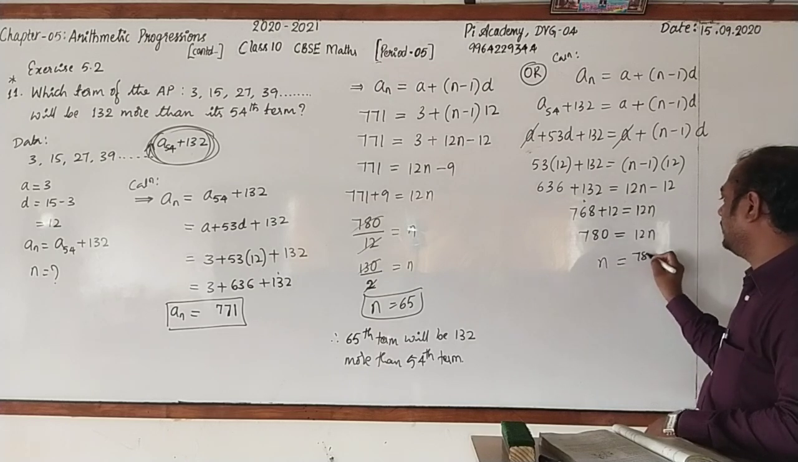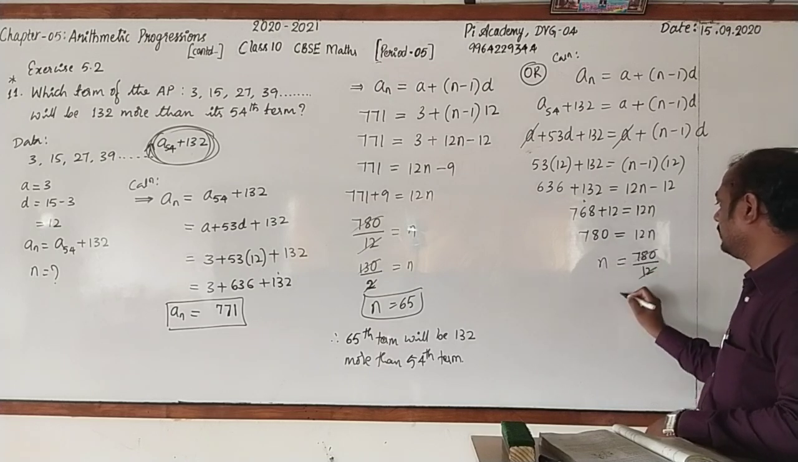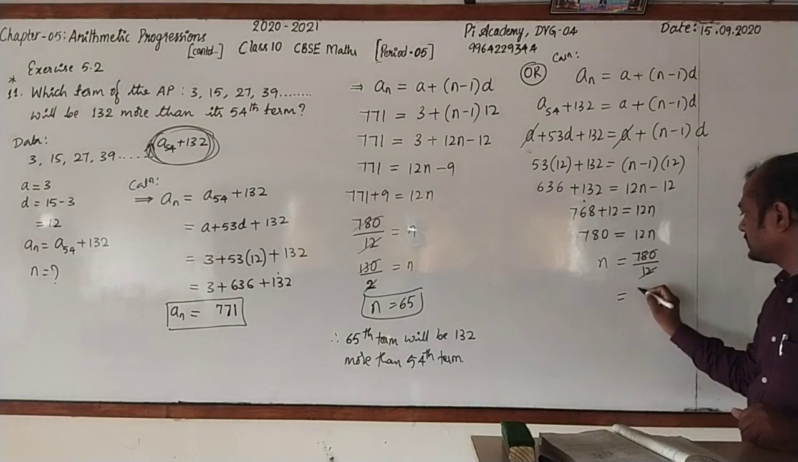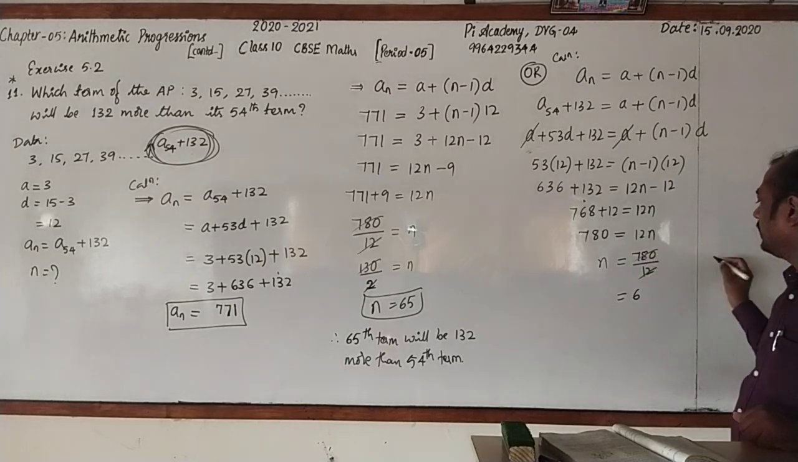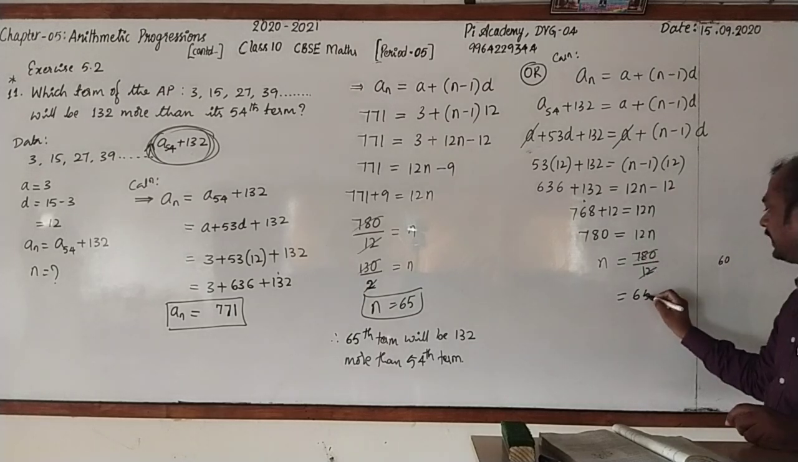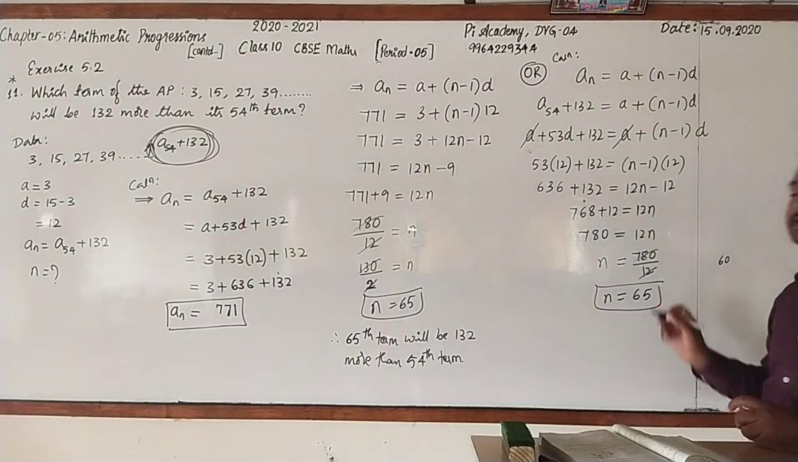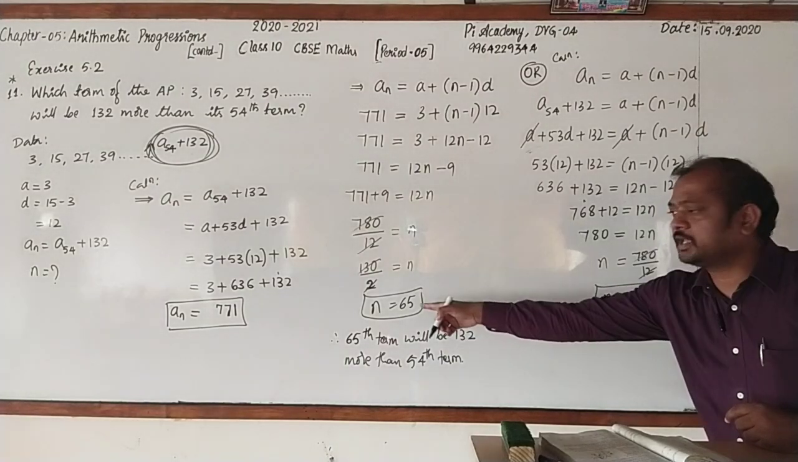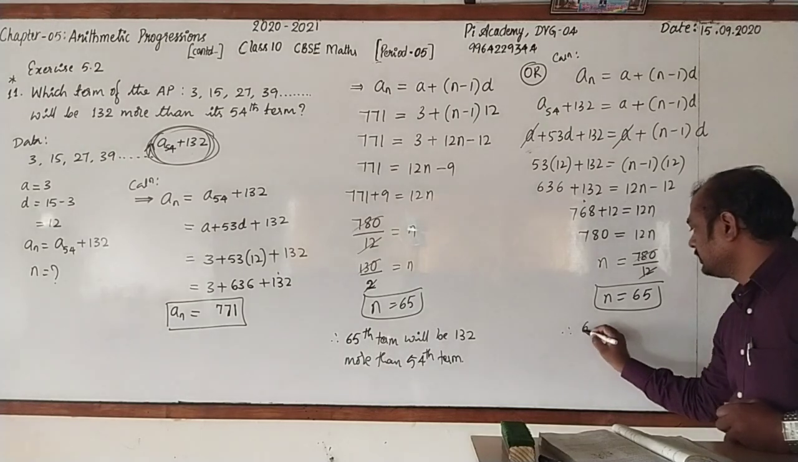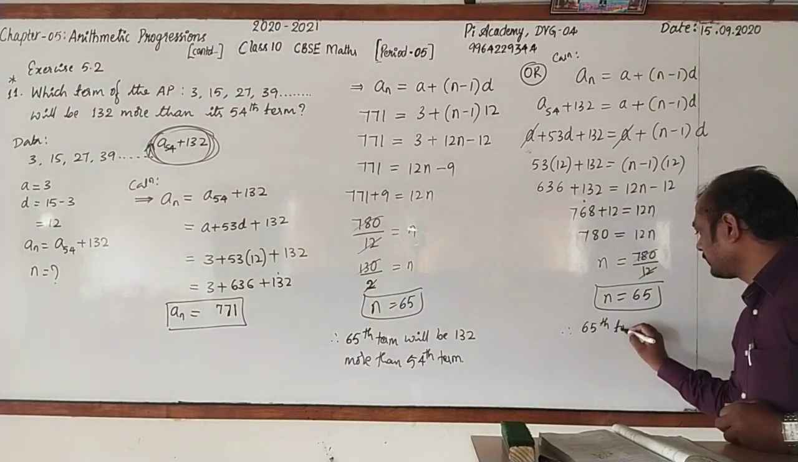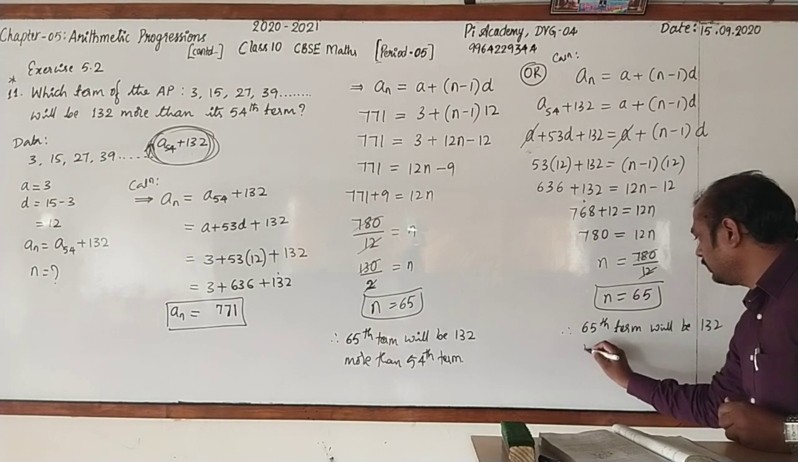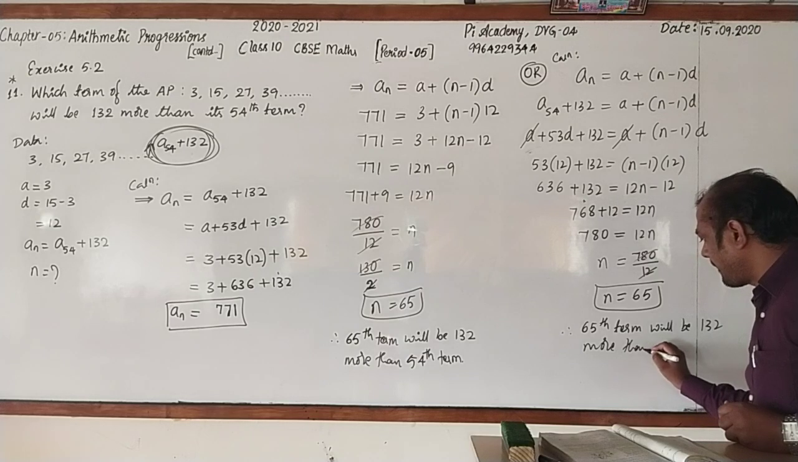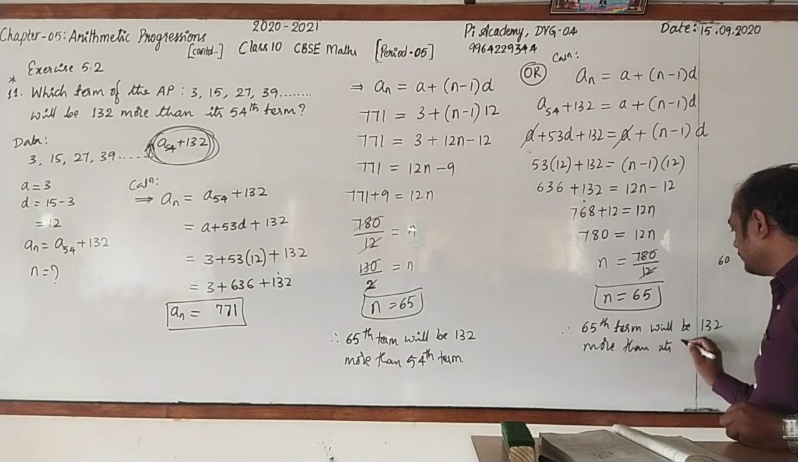n is equal to 780 by 12. Cancel it. 12 6s are 72. 72, again 6 will remain, 12 5s are 60. So n equal to 65. So conclusion: see, the answer is same. Therefore 65th term will be 132 more than its 54th term.